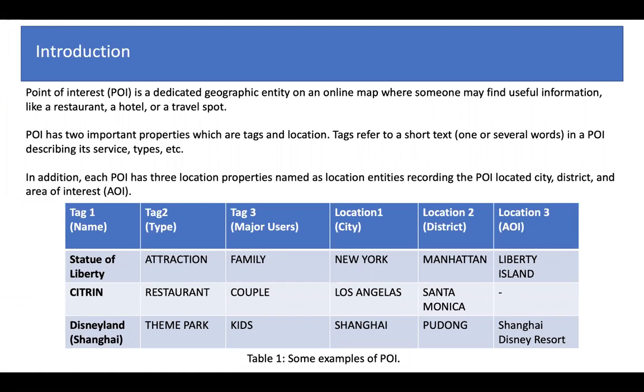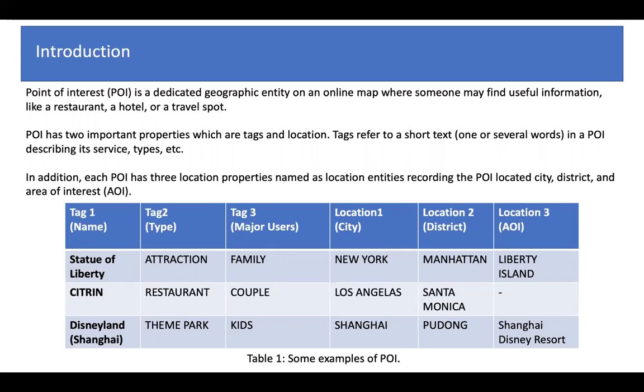Point of interest is a dedicated geographic entity on an online map where someone may find useful information, like a restaurant, a hotel, or a travel spot. POI has two important properties, which are text and location. Text refers to a short text in a POI describing its service, types, and so on. In addition, each POI has three location properties named as location entities, recording the POI located city, district, and area of interest. Below is a table containing some examples of POI.